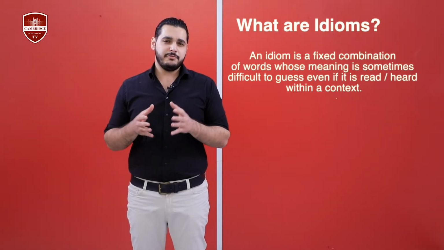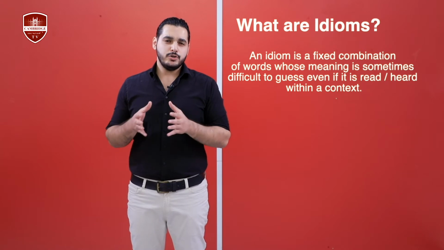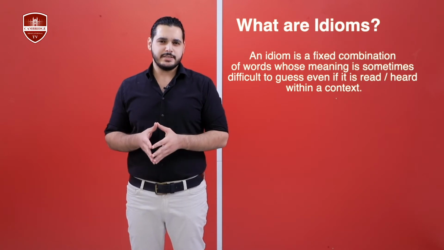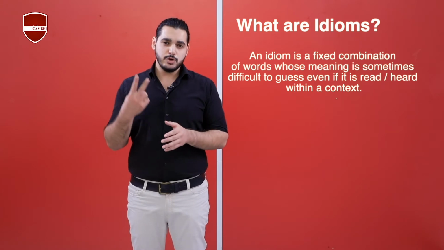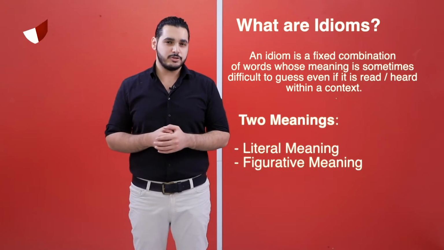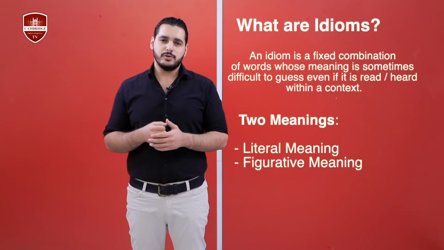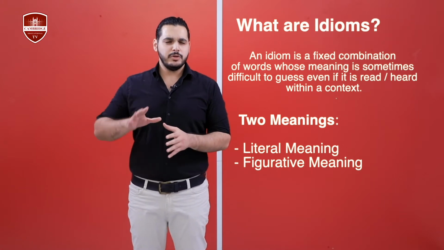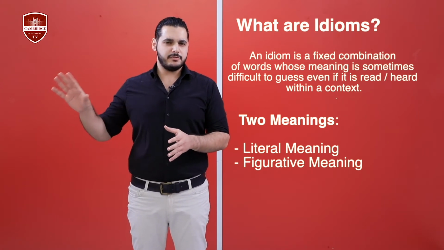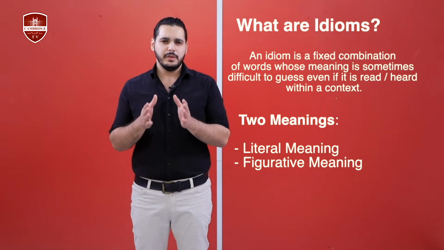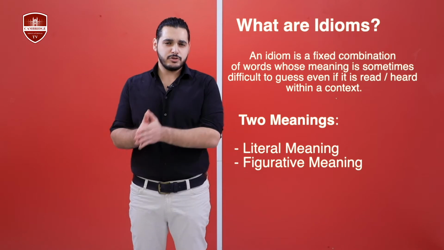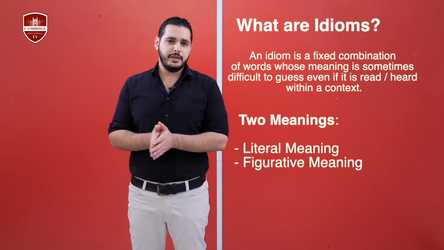What are idioms? An idiom is a fixed combination of words whose meaning is not so easy to guess, even if it's read within a context. An idiom has 2 meanings. The first one is called the literal meaning. The second one is called the figurative meaning. Now, we don't really care about the literal meaning, which is the first one. We only care about the figurative meaning. Most of the time, the literal meaning is different from the figurative meaning.